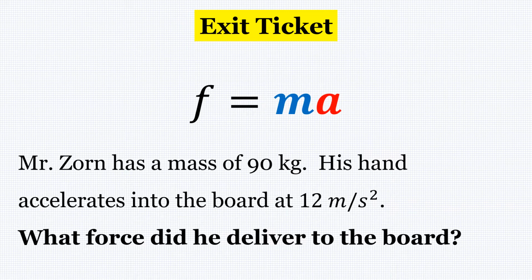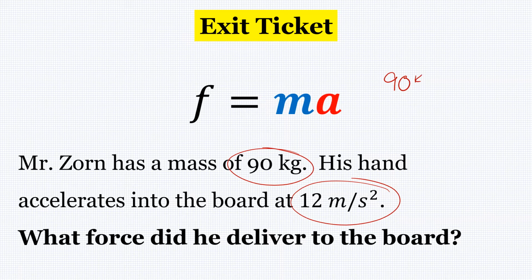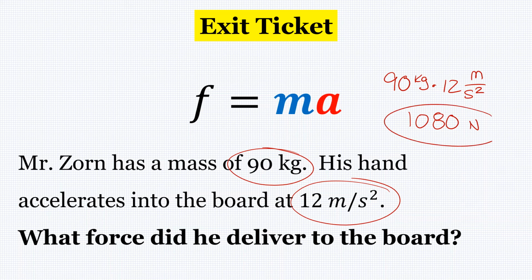Okay, so for the exit ticket of this class, I gave students the equation, F equals ma, and I asked them to do a math problem. We really hadn't talked about this, but honestly, it's just plug and chug. So let's take a look here. We've got a mass and we have an acceleration. So I'm going to plug these in: 90 kilograms times 12 meters per second squared. Let me get my calculator out here. So we've got 90 times 12. That's going to be 1,080 newtons. And that is the force that I'm applying.